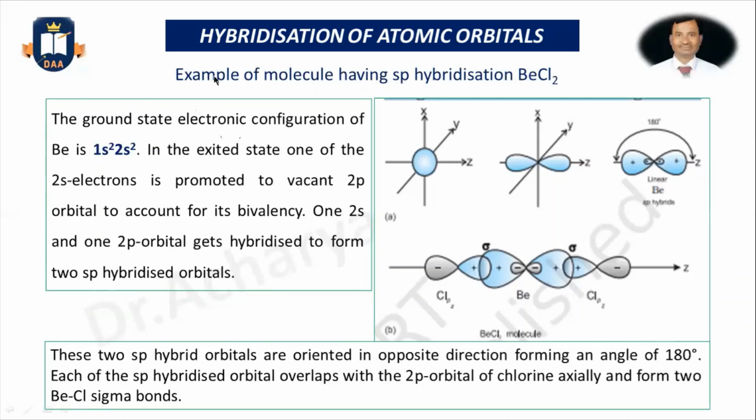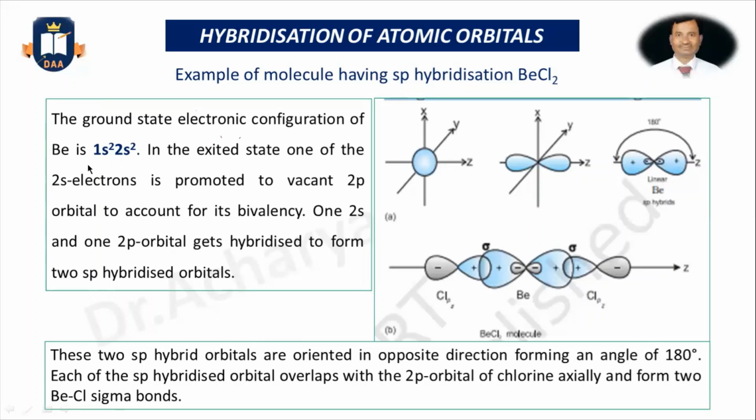Now we'll give one example of sp hybridization: BeCl2. The ground state configuration for beryllium is 1s2, 2s2, we know. And in the excited state, one of the electrons in the 2s orbital is promoted to a vacant 2p orbital to account for its bivalency. And one 2s and one 2p orbital get hybridized to form the two sp hybridized orbitals.